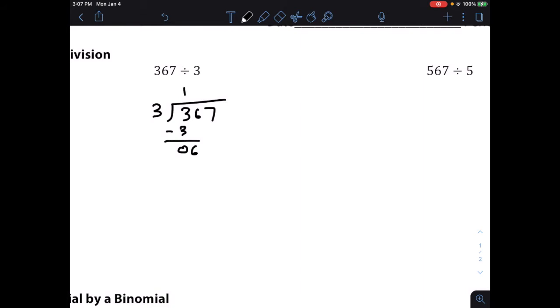But anyway, we ask the same question. 3 goes into 6 two times. 2 times 3 is 6. So again, we're going to subtract, and we're going to end up with 0. And we bring down the 7. Now 3 goes into 7 two times again. So 2 times 3 is 6. We're going to subtract. We end up with 1. And there aren't any more numbers to bring down. And since 3 doesn't go into 1, we always write our remainder as a fraction with the remainder in the numerator and what we're dividing by in the denominator. So our answer is 122 1/3.